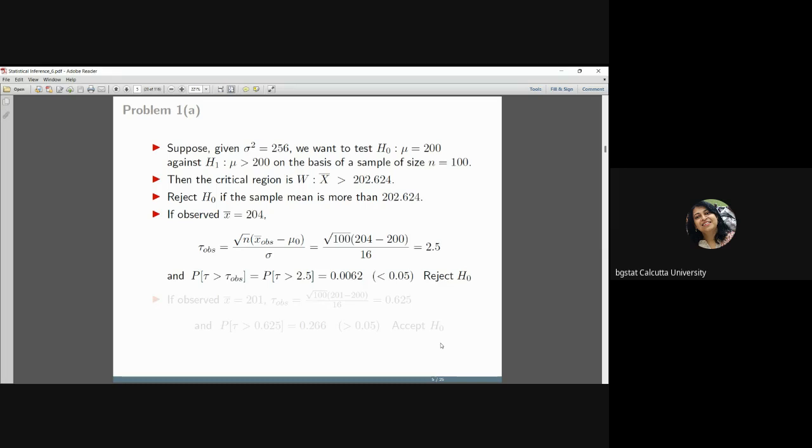My tau observed, using this value, turns out to be 2.5. The p-value, which is the probability of tau being greater than tau observed, in this case the probability of tau being greater than 2.5, can be calculated as 0.0062. This is the p-value of this test. How do we use it? We compare it to the level of significance, 0.05, and because it is less than 0.05, we reject H naught.